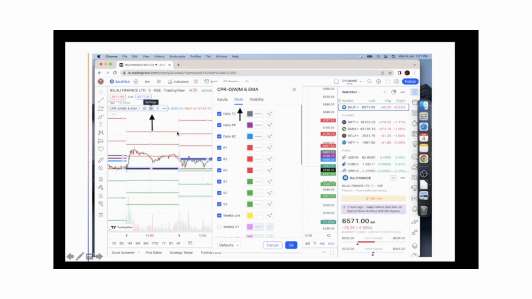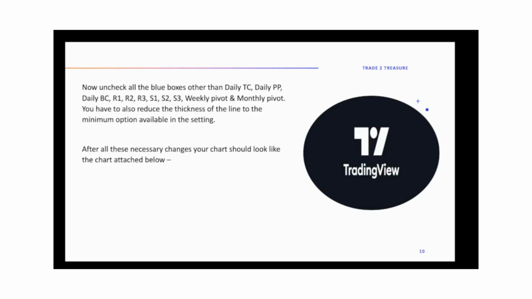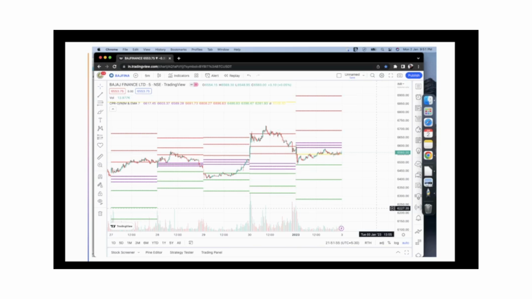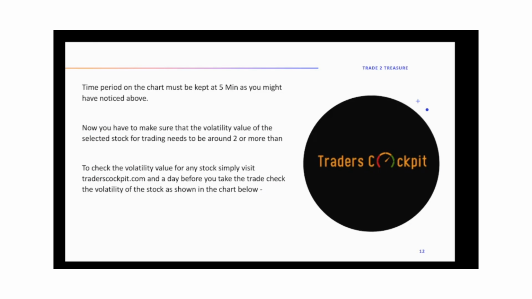As you can see, once you choose the strategy, you can click on the setting button and then go to style option, and this is something which will pop out in front of your screen. Now uncheck all the blue boxes other than daily TC, daily PP, daily BC, R1, R2, R3, S1, S2, S3, weekly pivot and monthly pivot. You have to also reduce the thickness of the line to the minimum option available in the setting. After all the necessary changes, your chart should look like the chart attached below. It should be neat and clean with no other noises of other indicators.